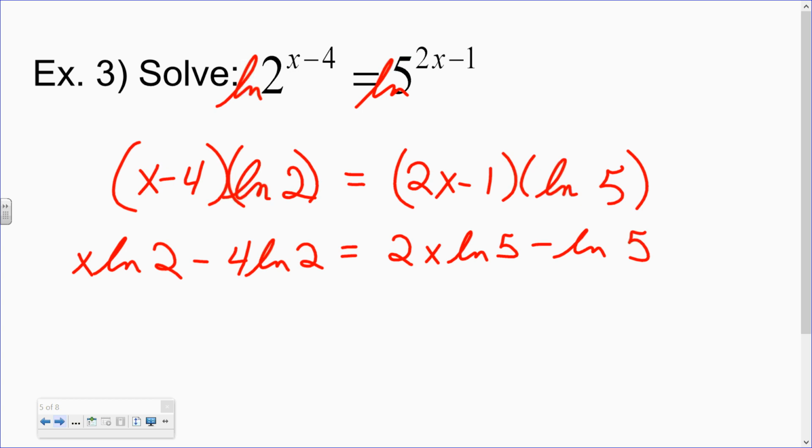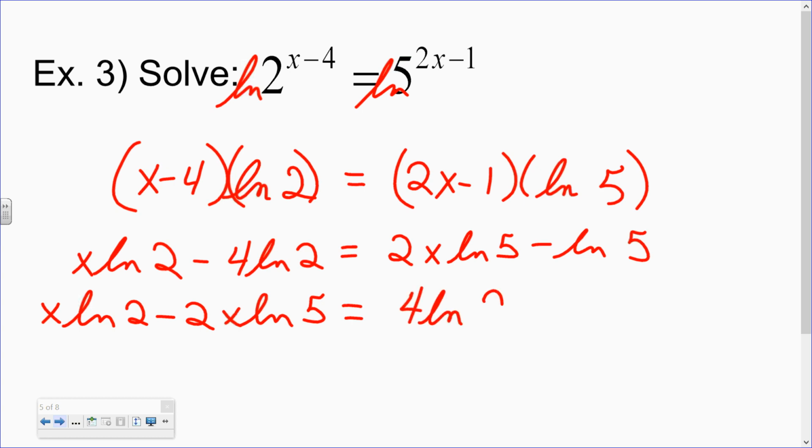So on the left, I have something times an x and something that's just a constant number. Messy number, but just a number. Same thing on the right. And when I have an x term on each side and a constant on each side, I need to get the x's together on one side and the constants on the other. So if I subtract the 2x ln 5, I'll have the x ln 2 minus 2x ln 5 on the left. Those are both of the ones with the x's. On the right, I'm going to need to add the 4 ln 2. So that's a positive over here. The minus ln 5 stayed put.